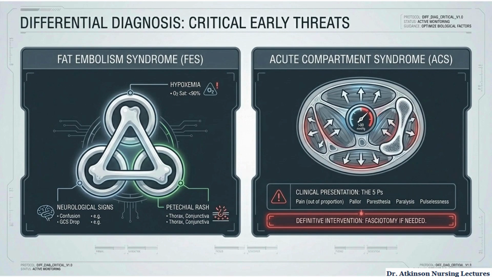Two major early fracture complications are fat embolism syndrome and acute compartment syndrome. Fat embolism syndrome occurs when marrow fat enters the bloodstream after long bone fractures, causing hypoxemia, neurological changes, and a petechial rash. Acute compartment syndrome develops when pressure within a fascial compartment compromises blood flow and nerve function. Severe pain out of proportion to the injury is the earliest and most important warning sign, and immediate intervention is critical because delayed fasciotomy can result in permanent tissue loss.